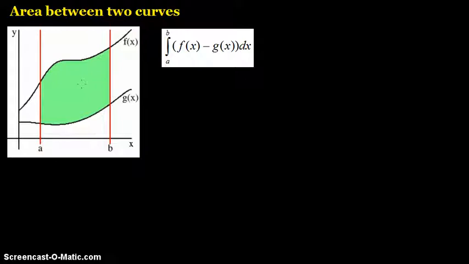To find the green area, I'm going to find the definite integral from a to b, and I'm going to use f of x minus g of x. I'm going to integrate the whole thing with respect to x. Remember that it is always the top curve minus the bottom curve.